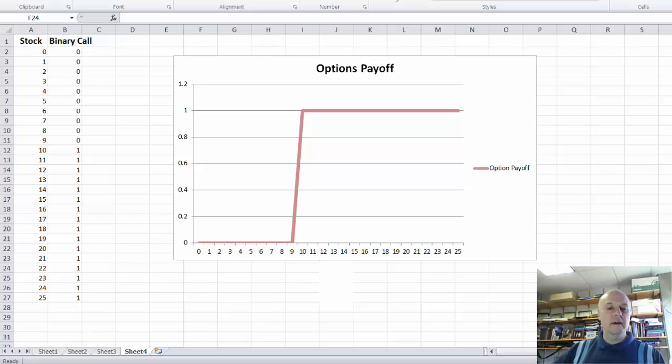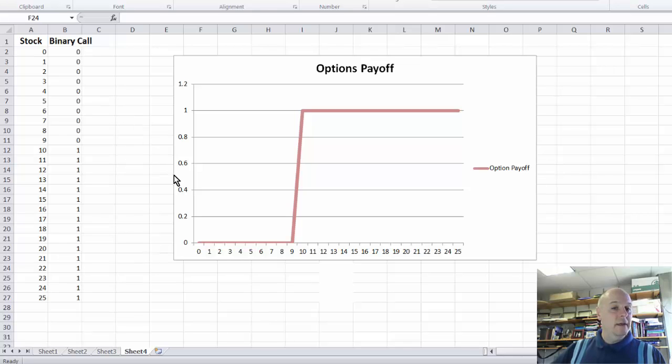So we looked at calls and puts in the last video. They're not the only options that are out there. There are binary calls and binary puts. The binary part means that its value is either 0 or 1, and again, it's a derivative, so its value is derived from the underlying stock.